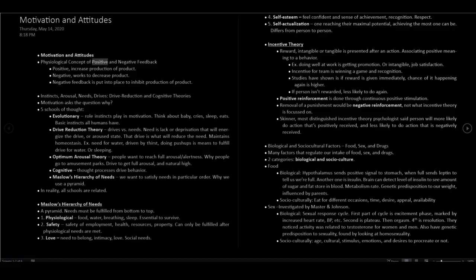Physiological concept of positive and negative feedback. Positive: increase production of product. Negative: works to decrease product. Negative feedback is put into place to inhibit production of product.